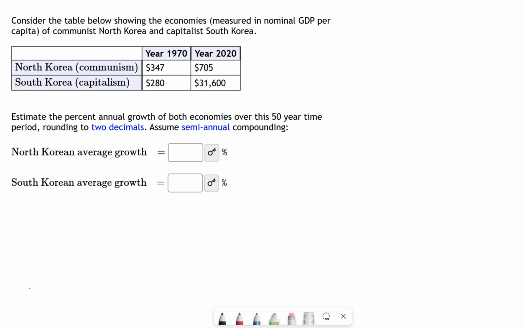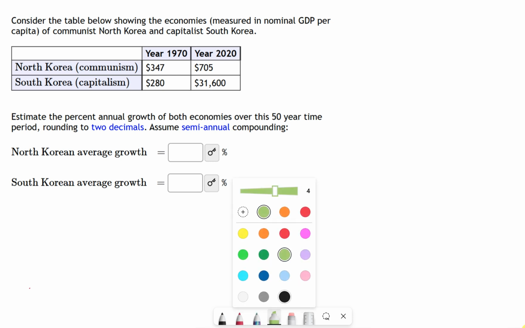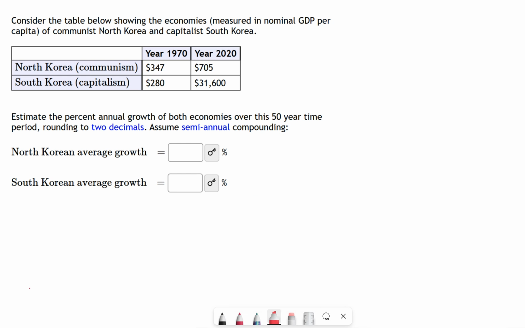In this problem, we're going to compare two economies. You have North Korea, which is communist, and you have South Korea, which is capitalist. And it's an excellent case study in what the differences are between the two economic systems, because we have 50 years of data showing which one's better. And you probably get the idea from this table right here. One of these countries is a healthy world-leading economy, and the other has people eating wild dogs for dinner. So let's get into it.